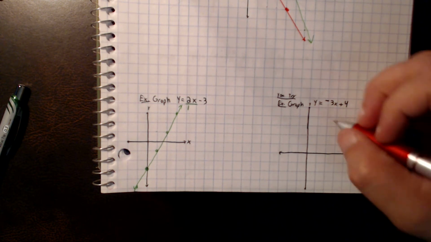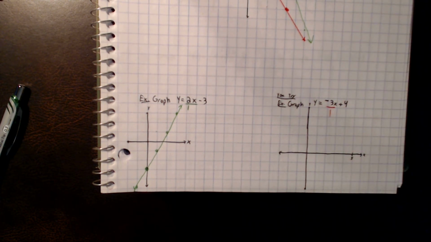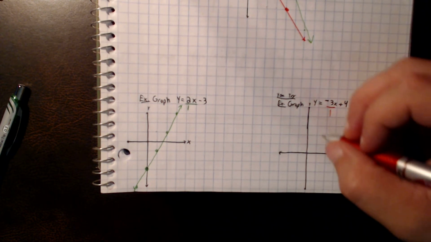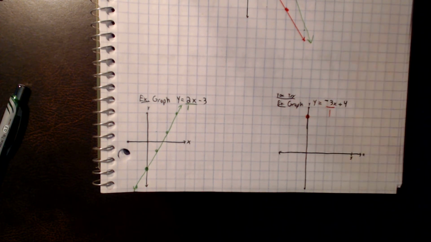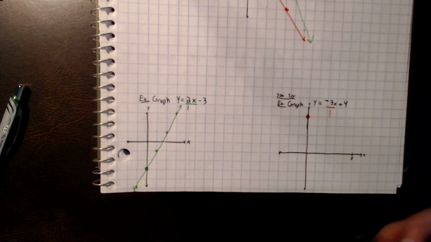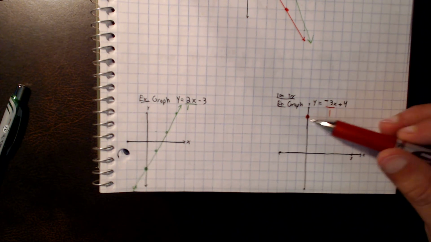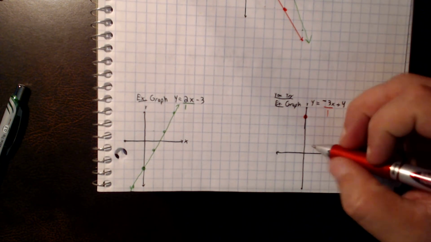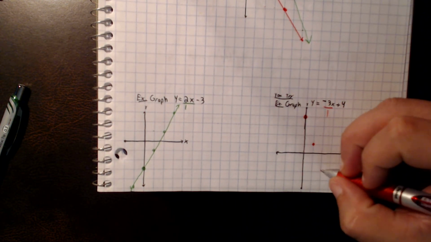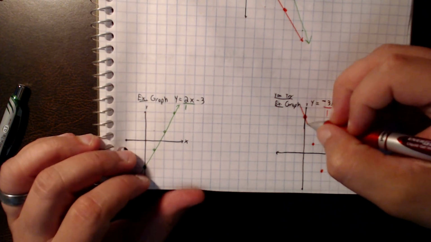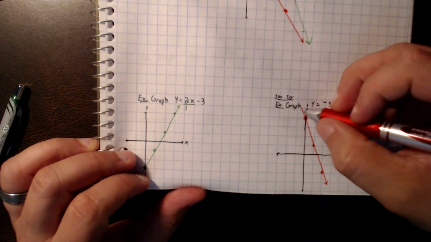Did you put a 1 underneath? Would have helped. Did you put your y-intercept up here at positive 4? And then finally, did you do down first, right? Down 3 and then 1. Down 3 and then 1. If you did all those things, then you got this line, which is the line that you wanted.